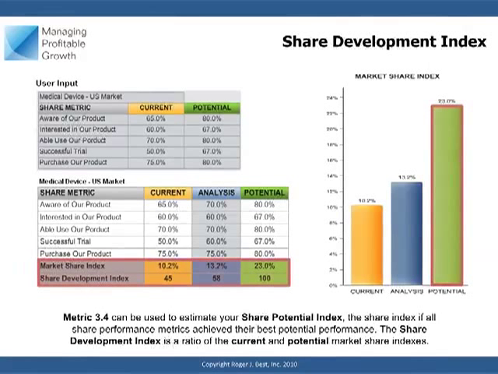When the current share index of 10.2% is divided by the share potential index of 23%, we can create a share development index of 45. This means we have developed only 45% of our share potential. Improving product awareness and trial success increases our share index to 13.2% and improves our share development index to 58.